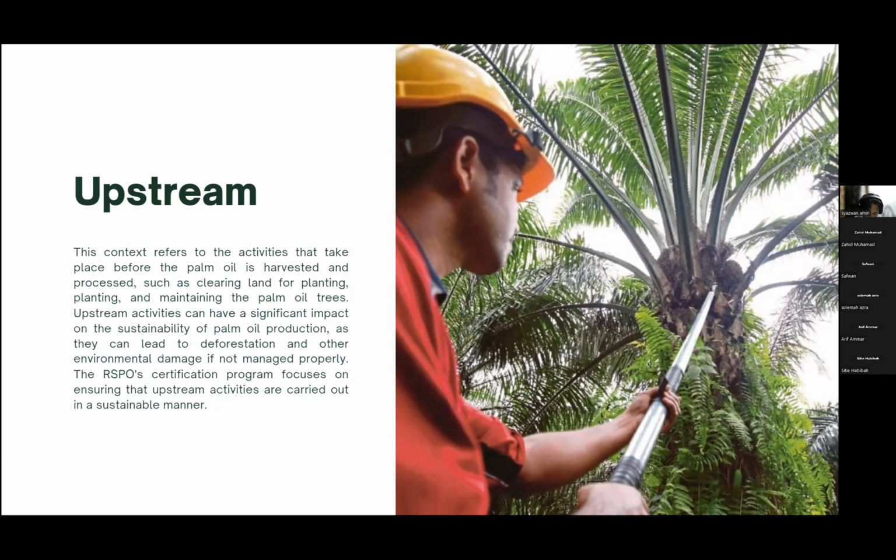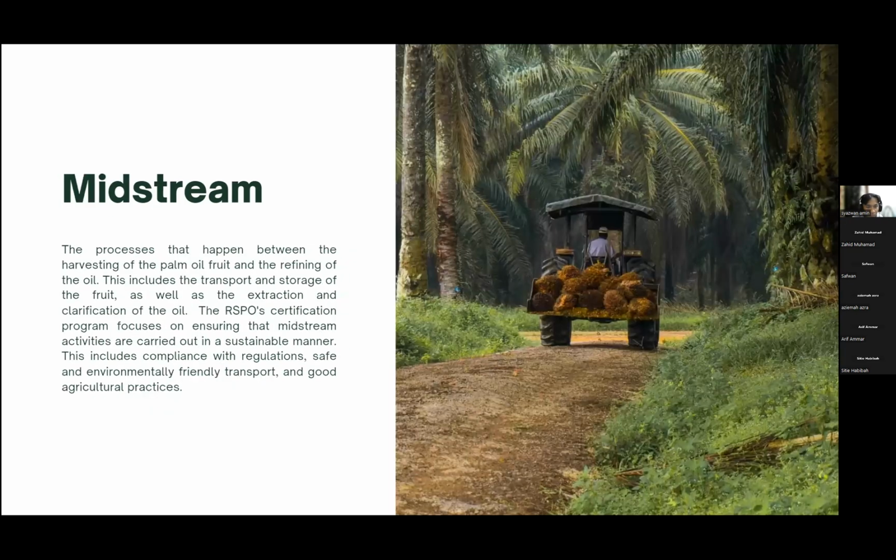For the RSPO midstream, the processes that happen between the harvesting of the palm oil fruit and refining of the oil. This includes the transport and storage of the fruit as well as the extraction and clarification of the oil. The RSPO certification program focuses on ensuring the midstream activities are carried out in a sustainable manner. This includes compliance with regulation, safe and environmentally friendly transport and good agricultural practices.